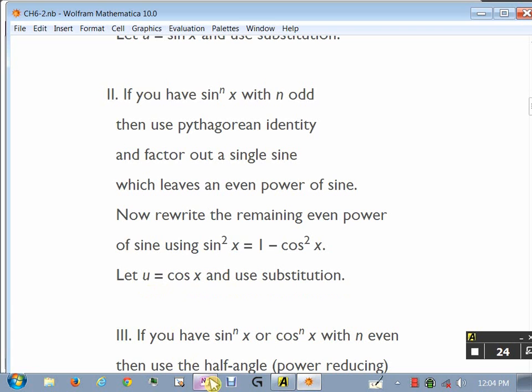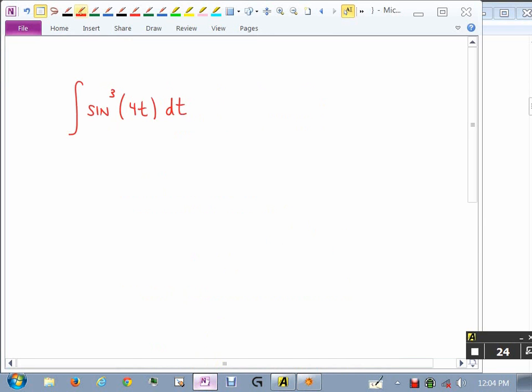Oh, okay, sure, that's what we're going to do. What do you mean by that? Well, here's what we mean. We are going to factor out one factor of sine. So I want to rewrite this as sine of 4t times sine squared of 4t dt. You agree with that? I have factored out a single factor of sine, leaving me with an even power, right? So had this been 5, I would have factored out a sine 4t and been left with what? Sine to the 4th, which would have been an even power, right?